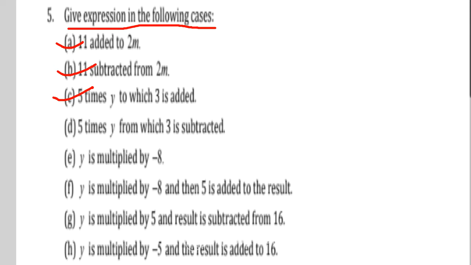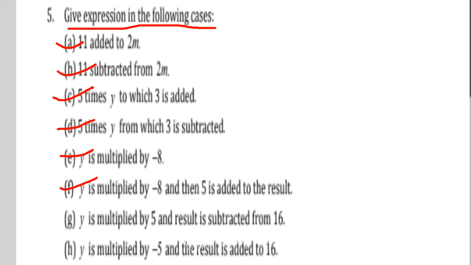To which 3 is added. Okay. D part, 5 times y from which 3 is subtracted. Okay. So 5 times y means 5y, from which 3 is subtracted means 5y minus 3. Y is multiplied by minus 8. Okay.